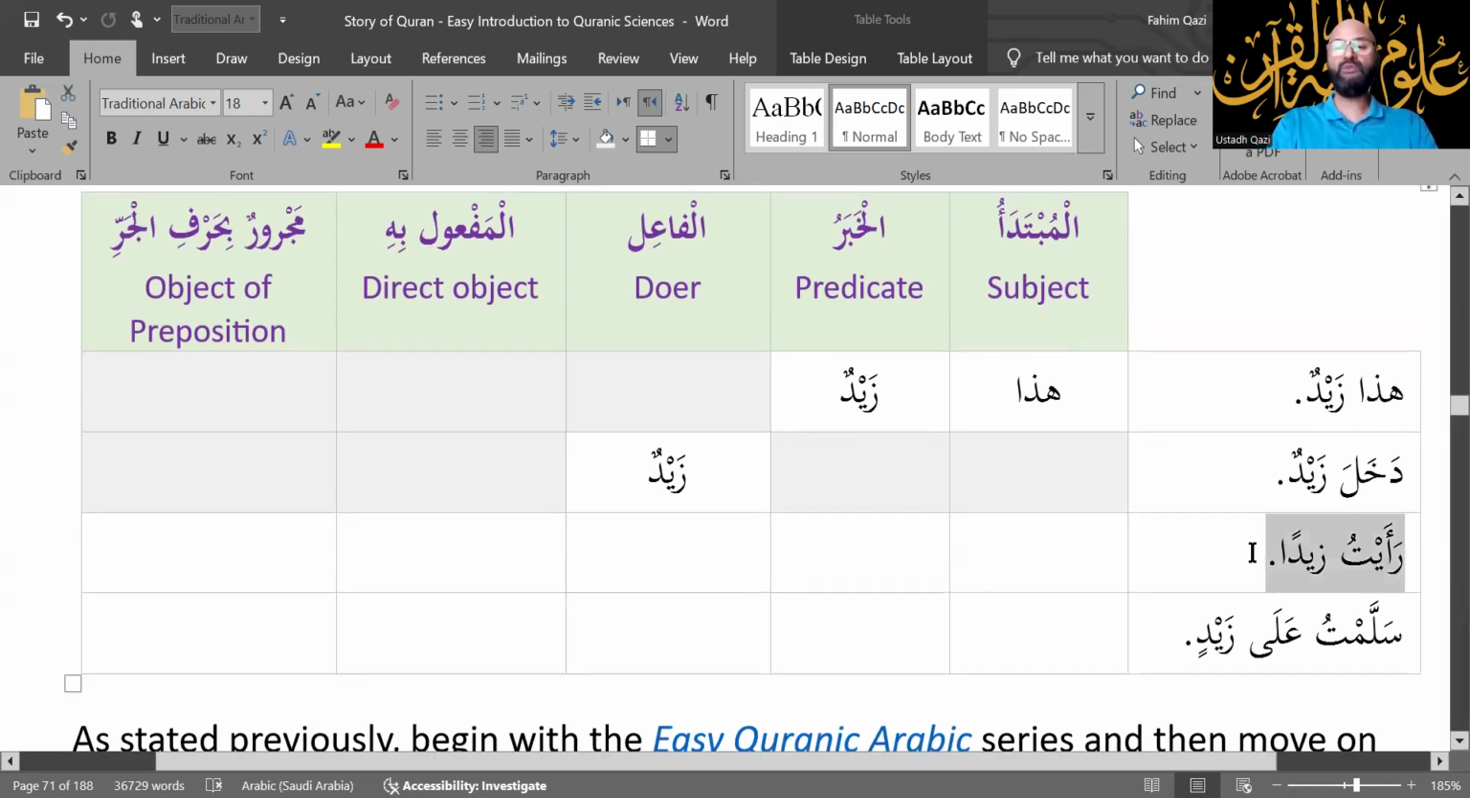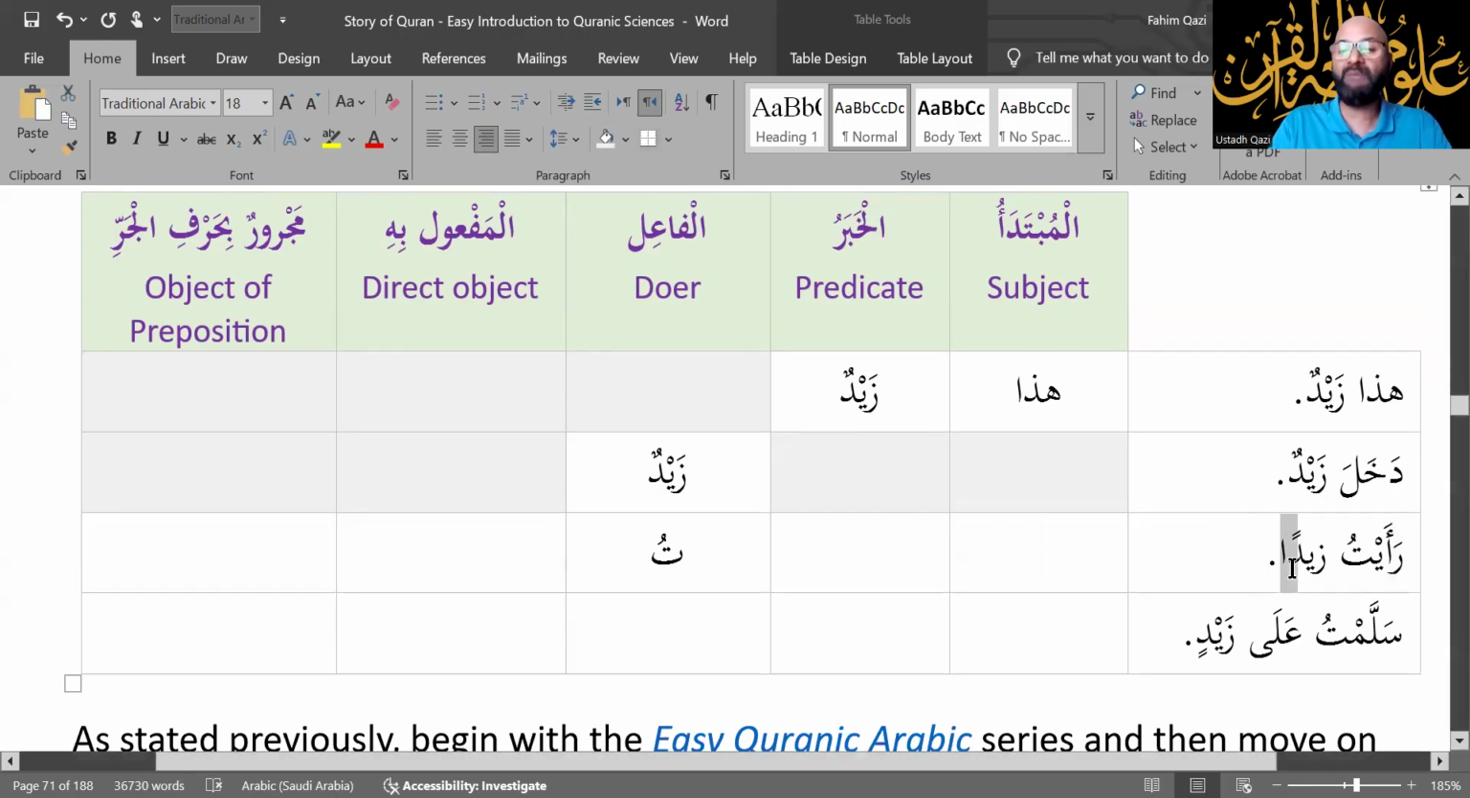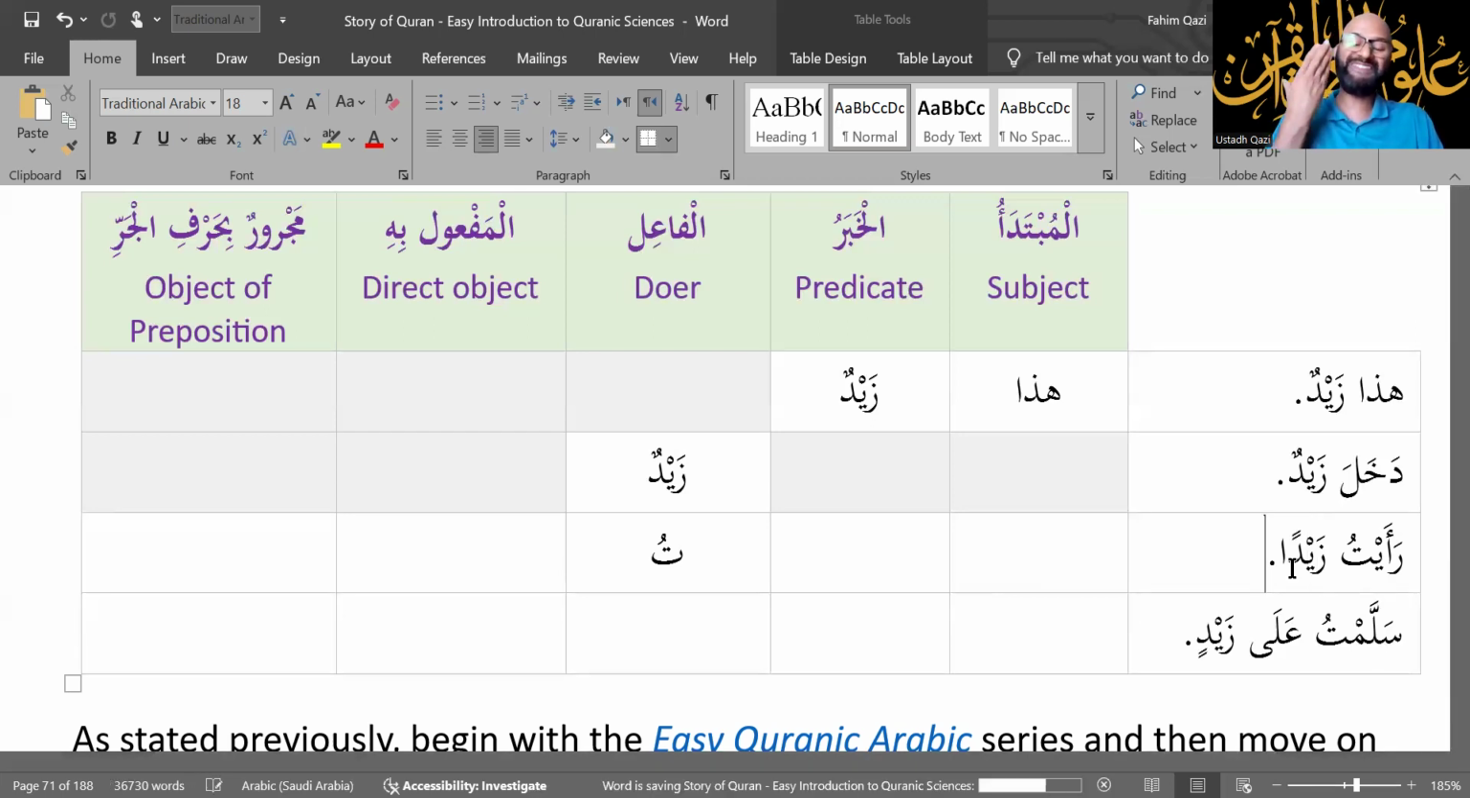Let's look at a little more advanced verbal sentence. The previous verbal sentence had two words, which is the minimum that's required. This verbal sentence actually has three words. Ra'ay, which means saw. Tu means I. And Zaydan is Zayd. So you've got the doer, which is tu. So we'll put the doer here. And we've got Zaydan, which is the object, which is the receiver. It's the one that received the action of seeing.